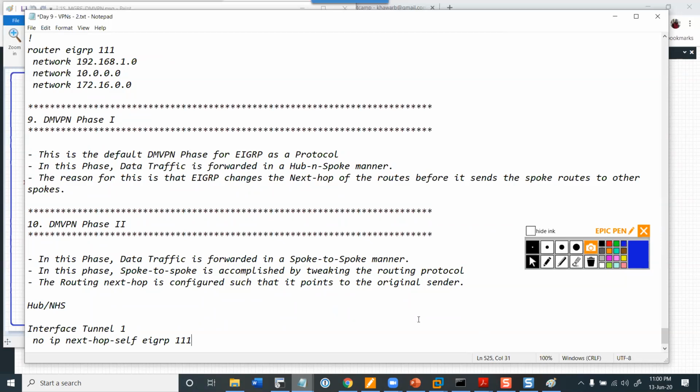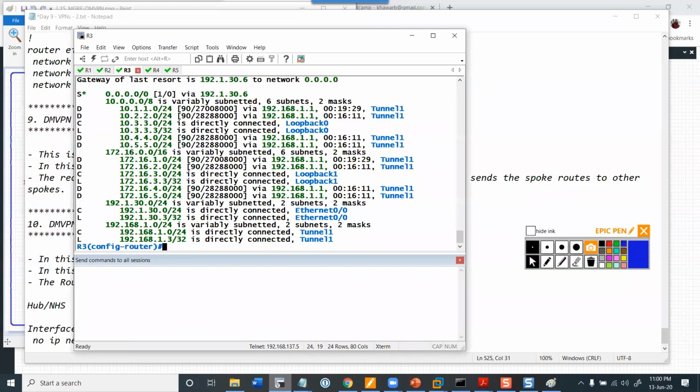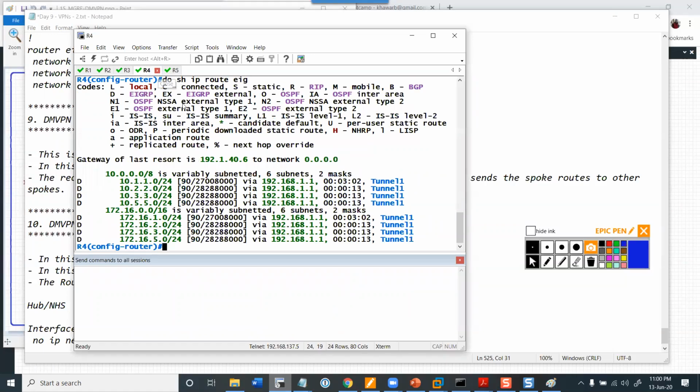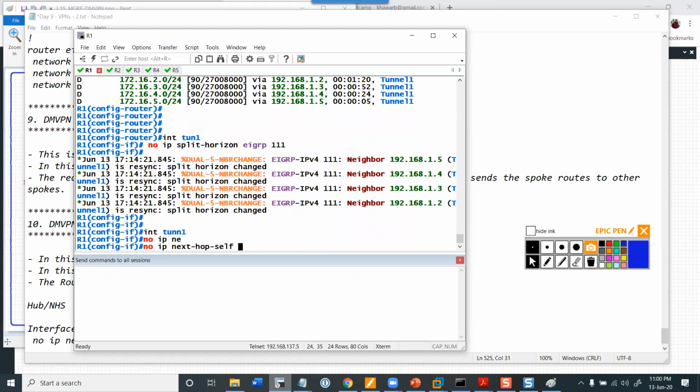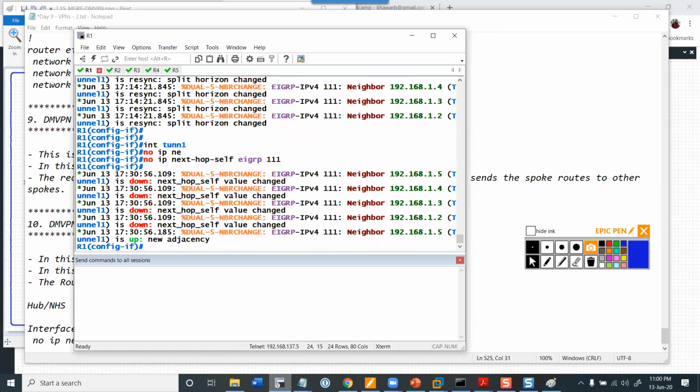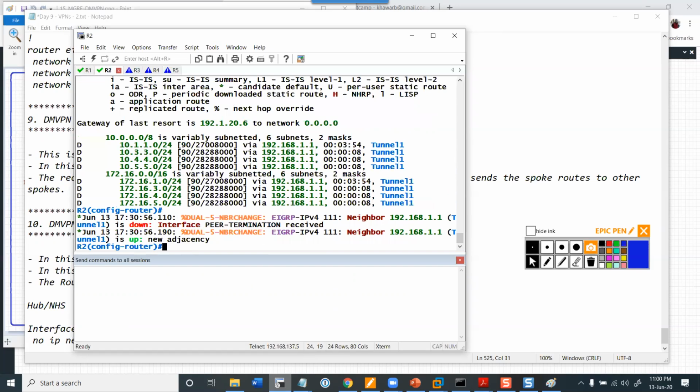So what is the difference between that? Let's take a look now. Sorry, let's do a show IP route, just the EIGRP routes. Notice right now all the routes are pointing towards the NHS. Why? The A to B, B to C type of thing, that example that I gave you. I'm going to go to the hub under the tunnel interface: no ip next-hop-self, don't change it to self, keep it to the original for EIGRP 111. It resets all the neighbor relationships. Now let's see the effect of it.